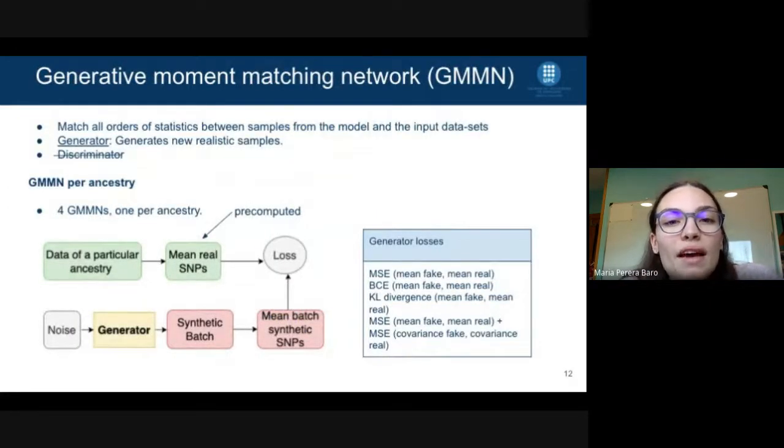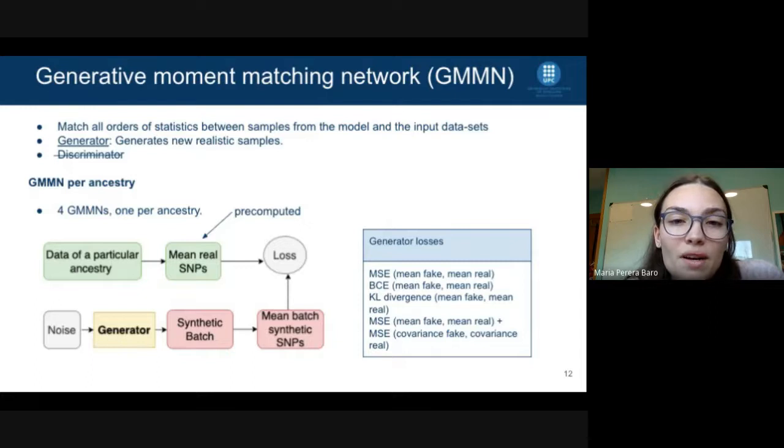The third deep generative model is a generative moment matching network that is trained by minimizing the maximum mean discrepancy, which is a frequentist estimator that tries to determine if two samples come from the same distribution. The aim of the model is to match all the orders of statistics between samples from the model and the input dataset. The difference with the GAN is that there is no discriminator. We just have one network that generates synthetic samples. And this is an advantage because the training is easier.